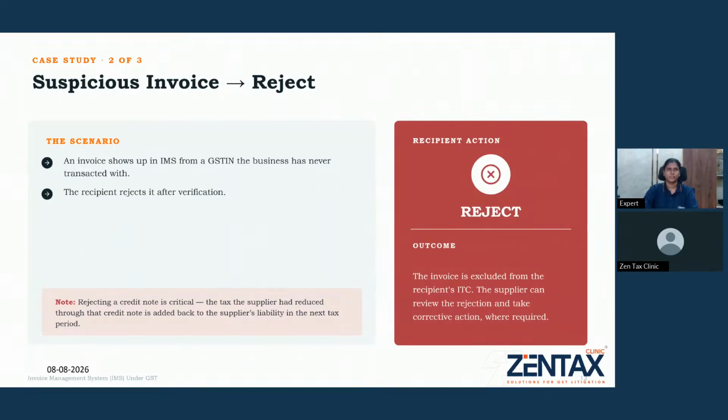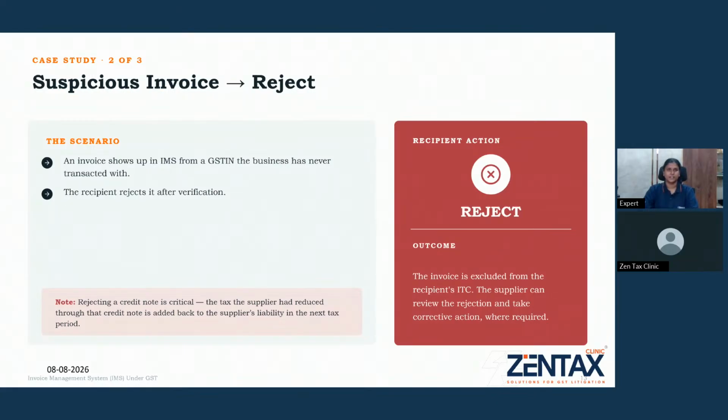So this is a scenario where we have a suspicious invoice and we give a rejection. Once we give the rejection, this invoice is excluded from the recipient's ITC. The supplier can review the rejection and take corrective action whenever required. An important point to note here is that rejecting a credit note is very critical.